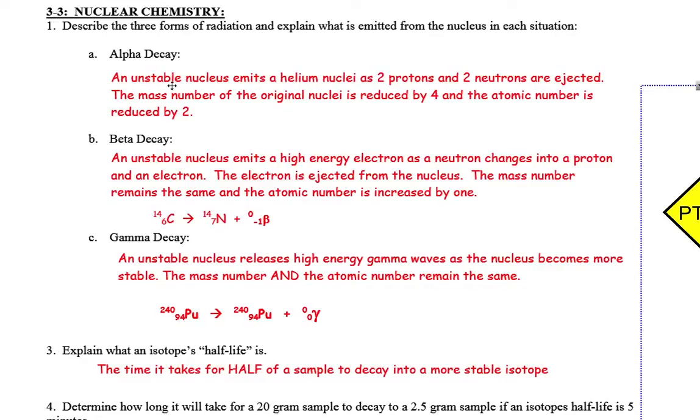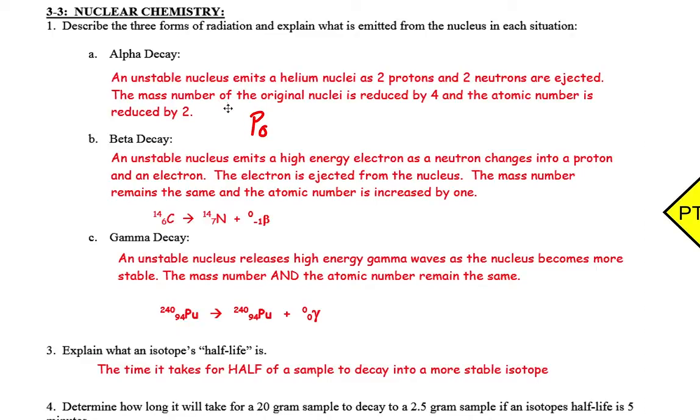Now, in alpha decay, an unstable nucleus emits a helium nucleus. It's 2 protons, 2 neutrons. They basically pop out, and the mass number goes down by 4, and the atomic number goes down by 2, because 2 of the things that pop out are protons. So, remember polonium.